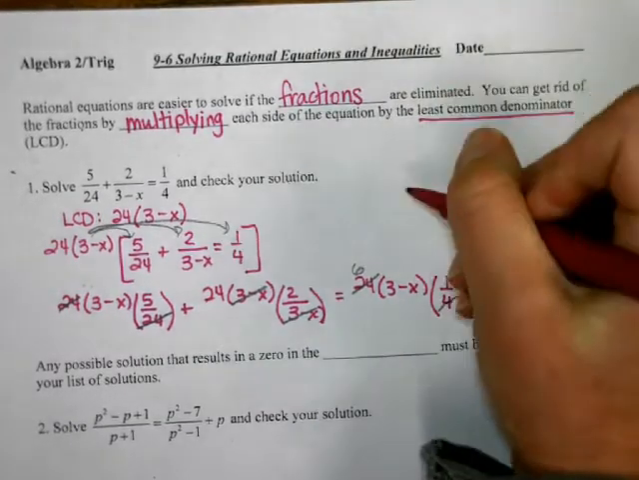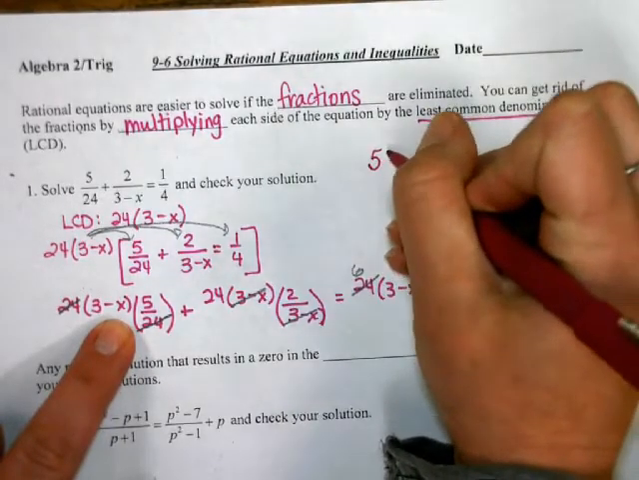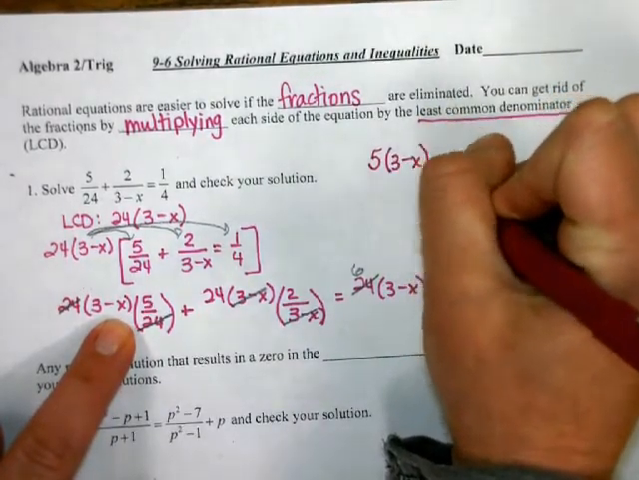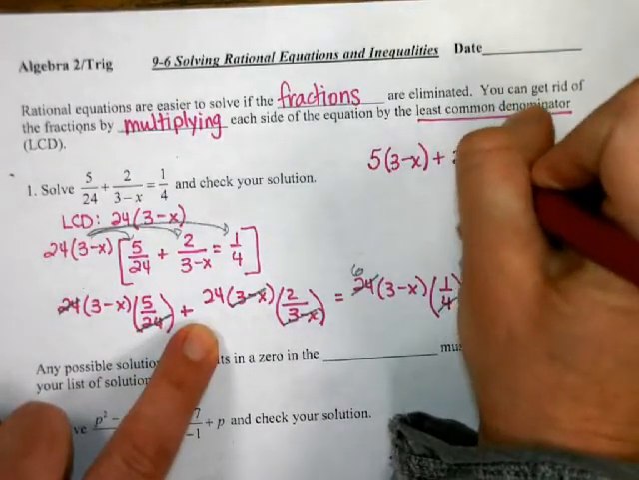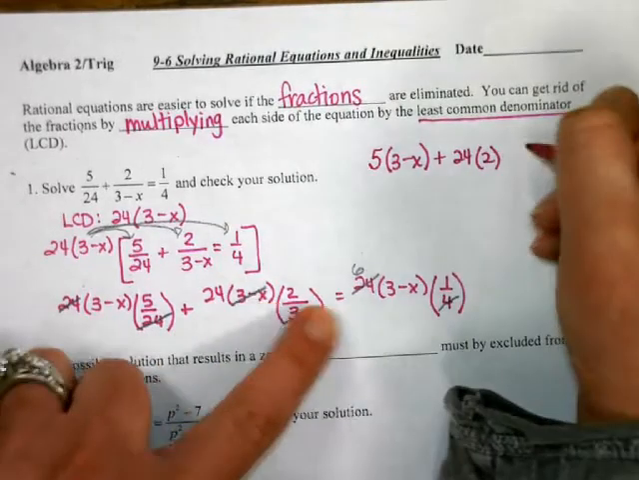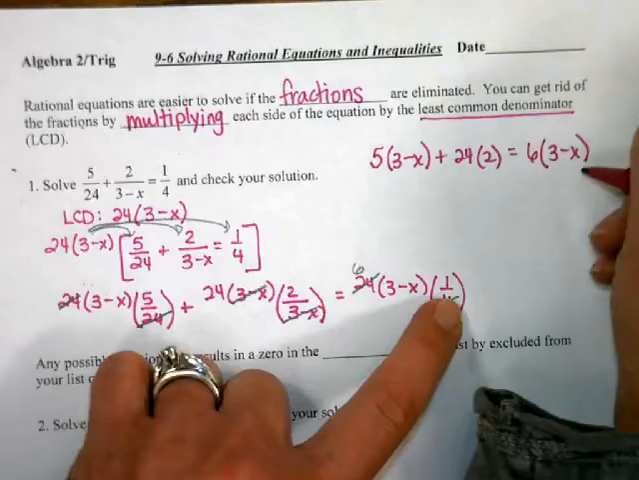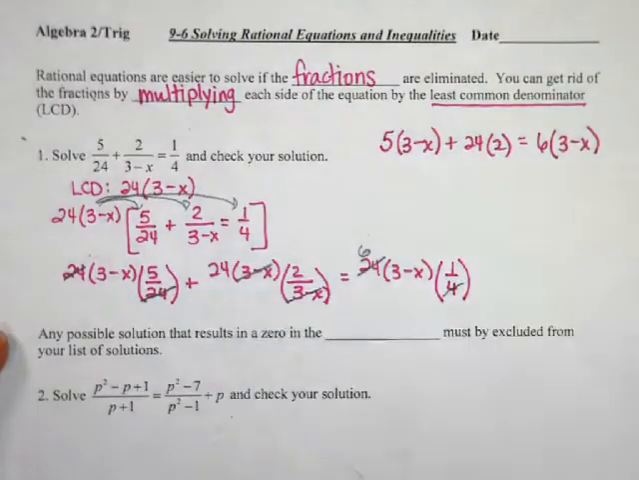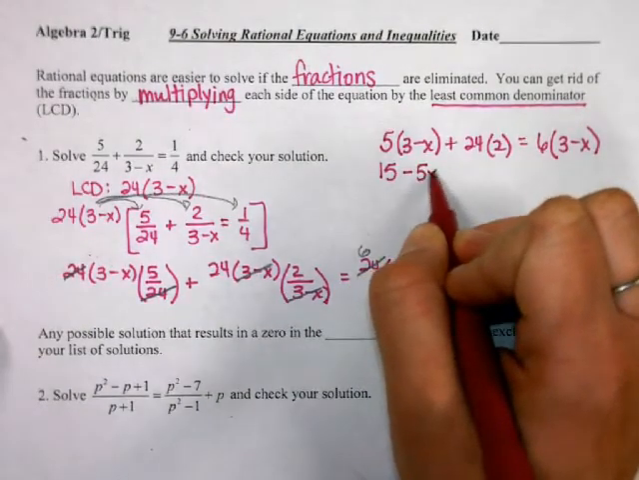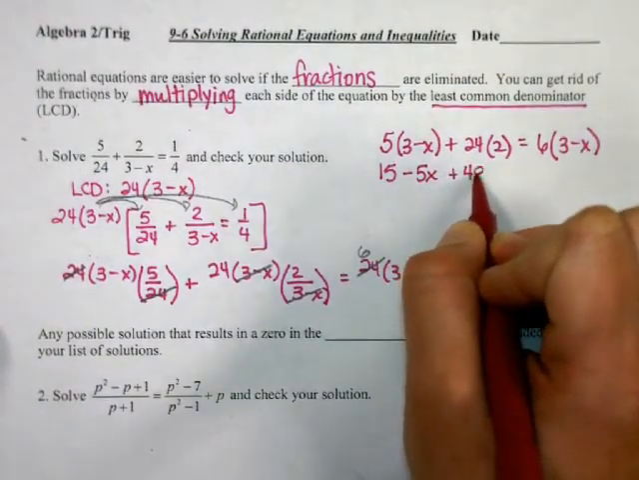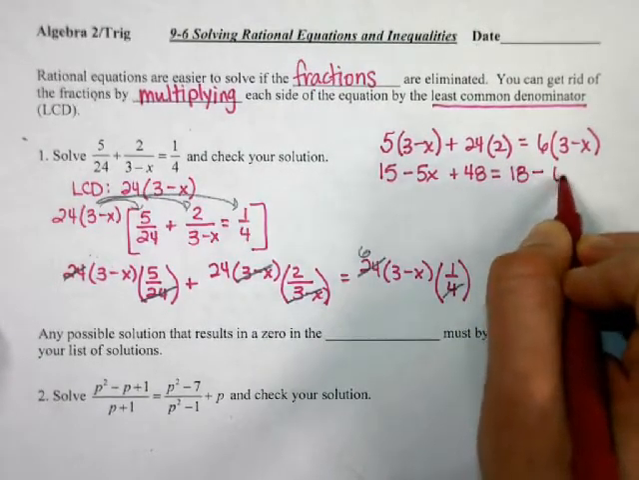So I'm going to go up here to the top. Here's what I have left: 5 times 3 minus x, or 3 minus x times 5, plus 24 times 2, equals 6 times 3 minus x, times 1, essentially. Now I'm going to distribute, so 15 minus 5x plus 48 equals 18 minus 6x.